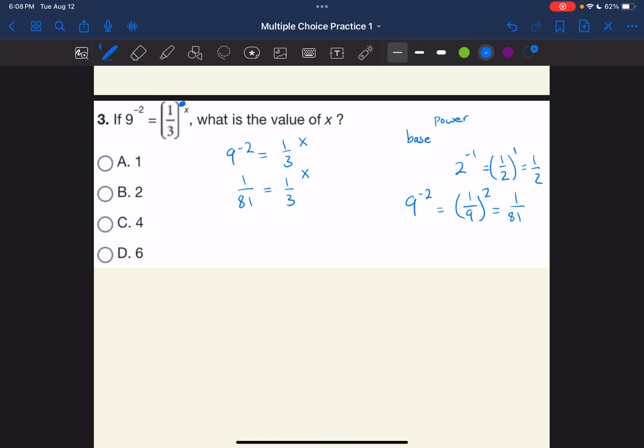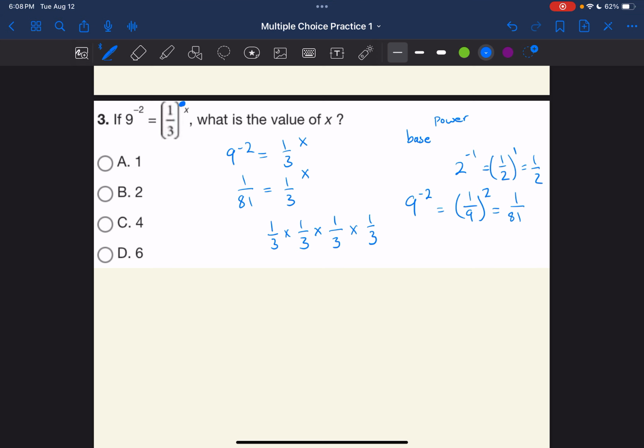If we were to take 1/3 to an x power, and we see the answer choices 1, 2, 4, 6 are all whole numbers, so 1/3 to the first is just 1/3. But if you take 1/3 to the second, this will become 1/9. If you take it to the third, which means 1/3 times itself 3 times, you will get 1/27th. And then just one more time to the fourth, you will get 1/81st.